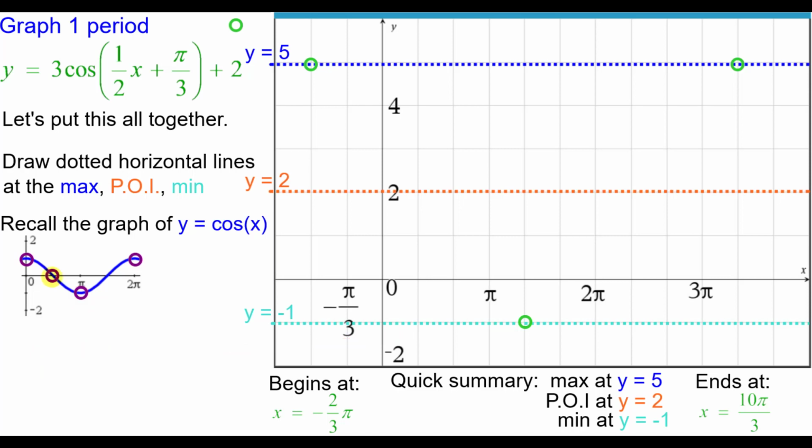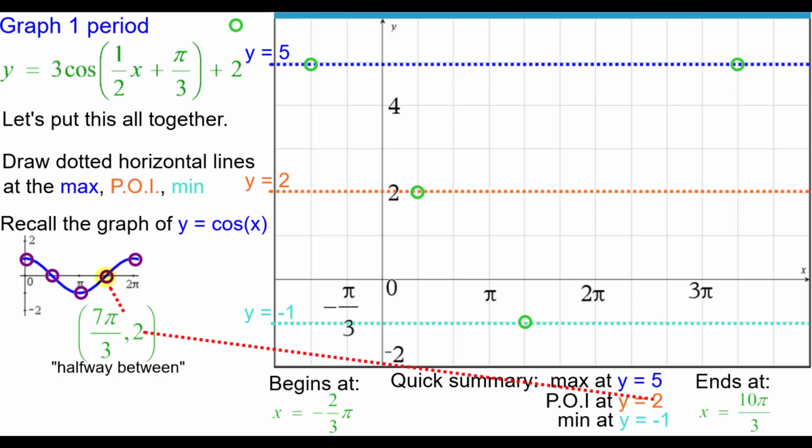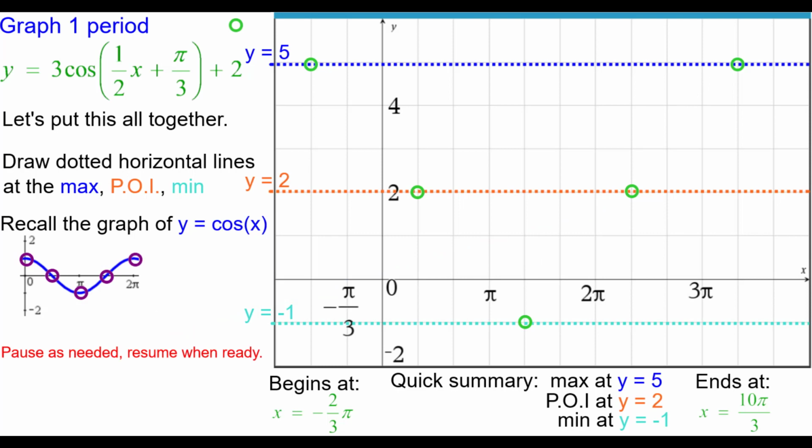Between the max and min is a point of inflection. So halfway between here is going to be at pi over 3, and the point of inflection is at y equals 2. So pi over 3, comma 2. And again, you can see that's midway between those 2 points. And the last midway point between the min and then the max is going to be at 7 pi over 3, 2, where the points of inflection are. And that's right here. And again, you can see that's halfway. Pause as needed.